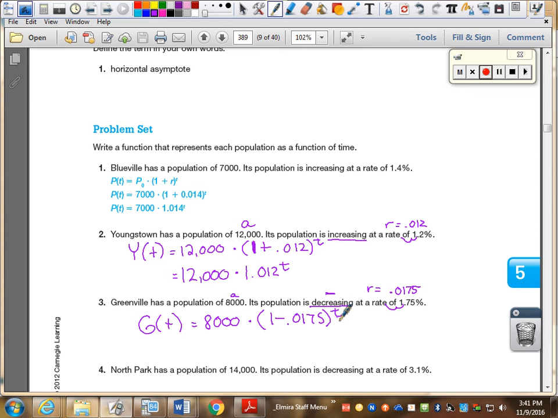Guys, a lot of people leave off to the t power because it's just something you have to remember to put there. You don't have to figure it out. Don't forget to put it in there. Without that exponent, it's not an equation.